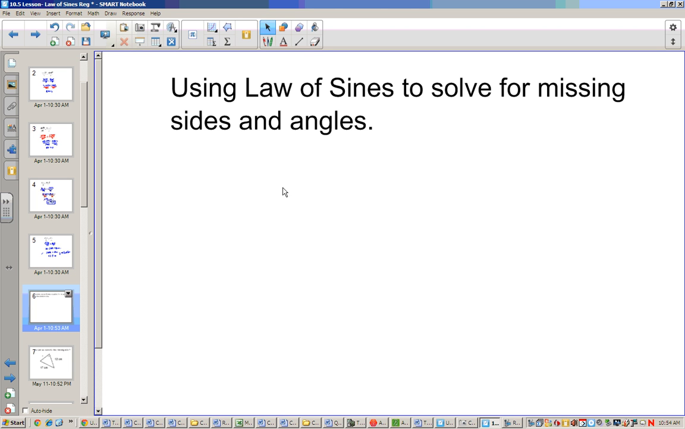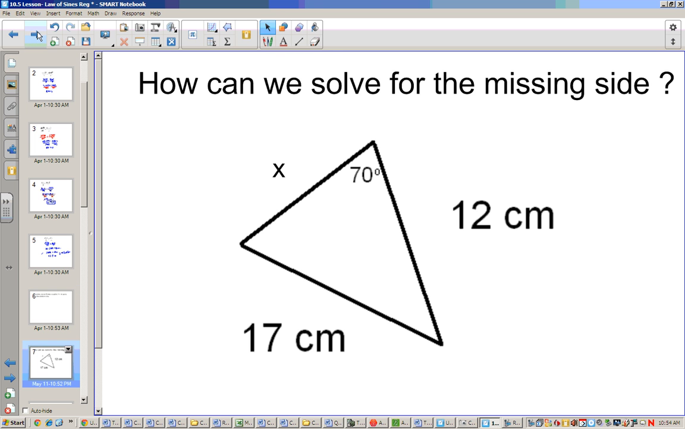Hello. Right now, we're going to do level 2, where we're using law of sines to solve for missing sides and angles. Now, first, I'd like you to think about this. How can we solve for a missing side in this triangle? We used to be able to use sine, cosine, and tangent if we have right triangles, but this isn't a right triangle, so we need a new property.